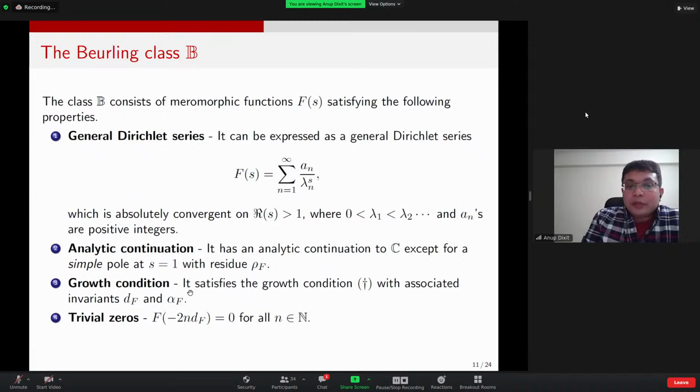Okay. So it has an analytic continuation with a simple pole at s equals 1 with residue rho_f. And suppose it satisfies the growth condition dagger, that's gamma of r to the degree divided by the conductor to the r. And let's say it satisfies the growth condition and therefore there are these invariants d_f and alpha_f associated to it. And let's also force the trivial zero condition, that on all the negative even integer multiples of the degree, the function takes value 0.